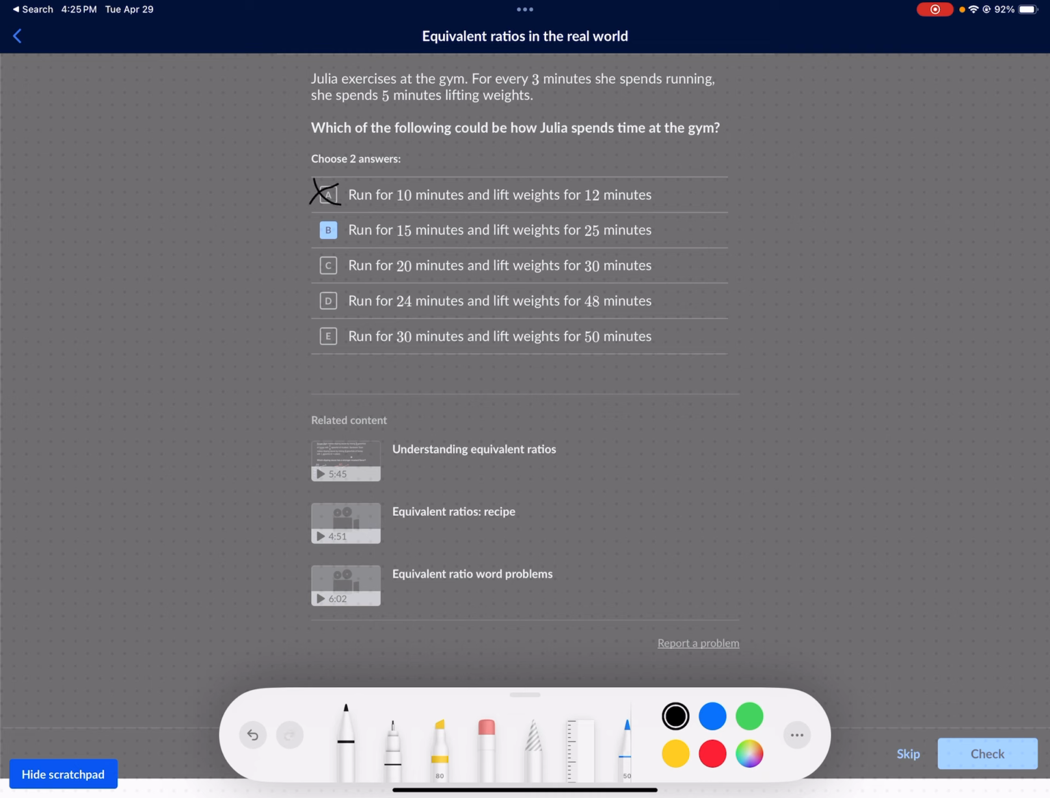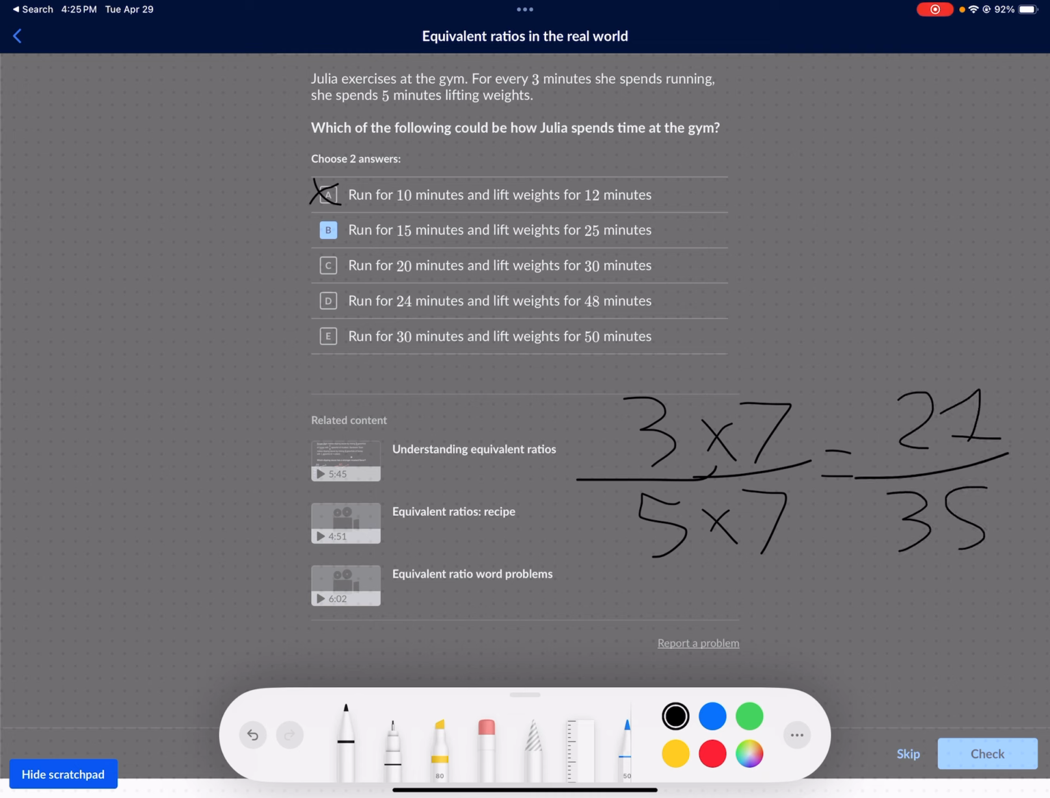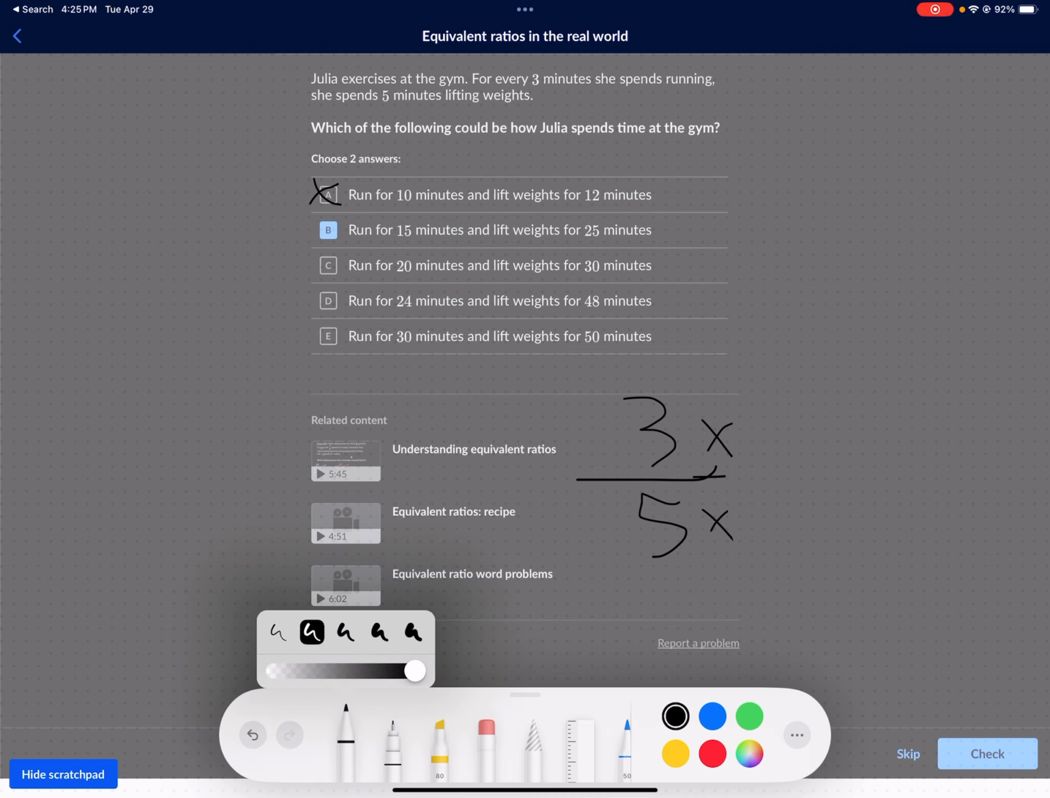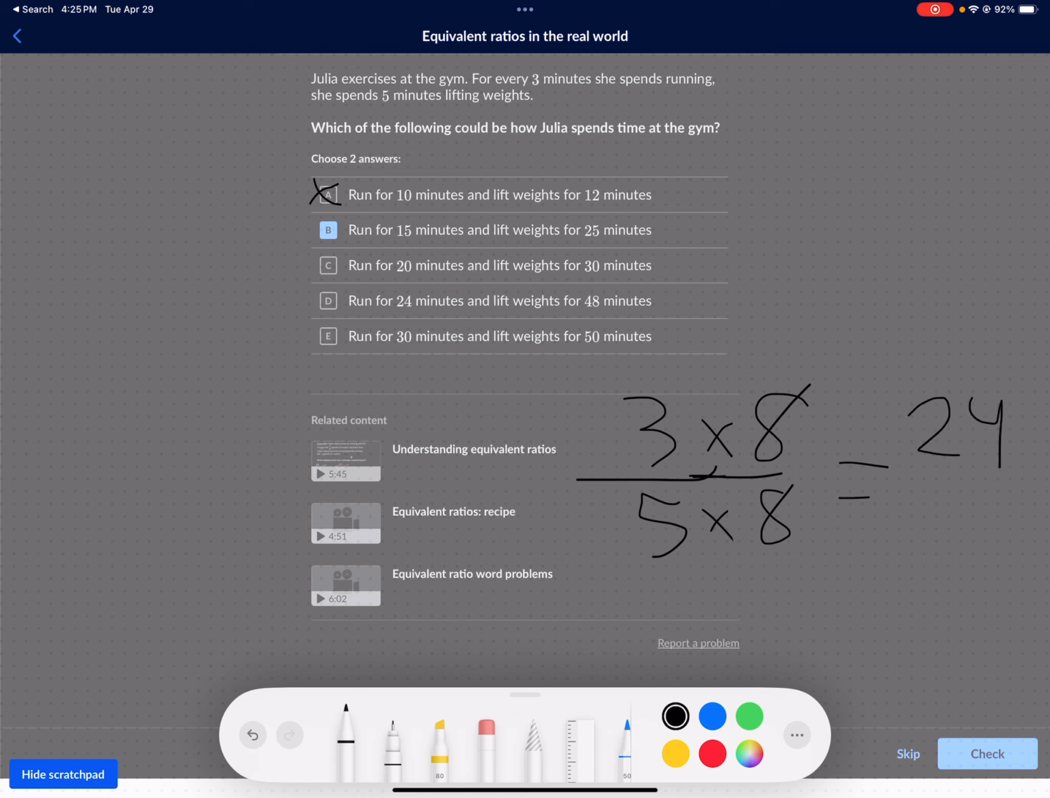Okay. 3 over 5, and then multiply by 7. Could we try that? Will this work? Well, let's see. We get 21 over 35. That's not in our choices either. What if we try times 8? Will this work? Well, we get 24, and then we get 40.